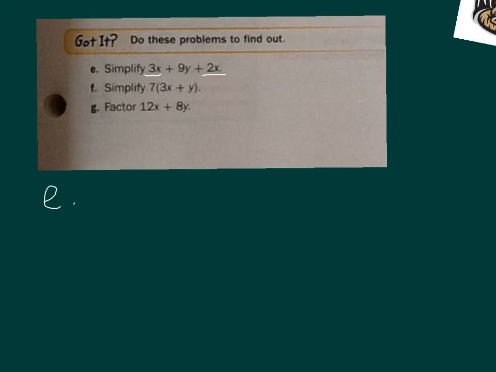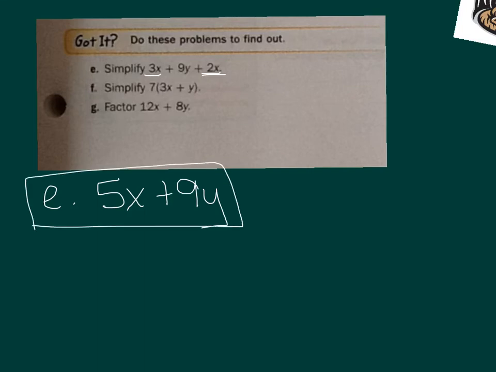Well, 3x plus 2x, now I can just simply add. 3 plus 2 is 5, and then I keep that x with it. And I'm left with just a 9y. So that would be my answer because I can't simplify it anymore.